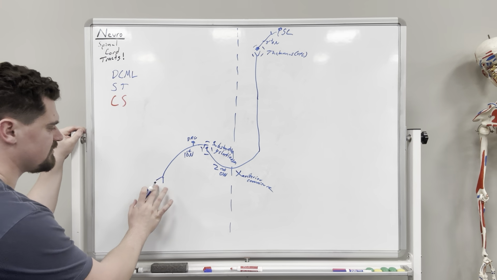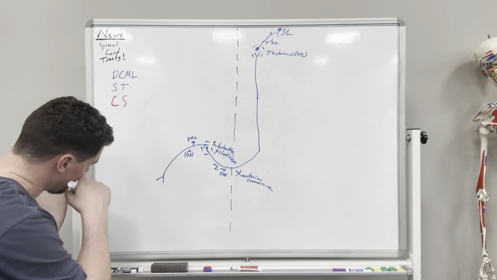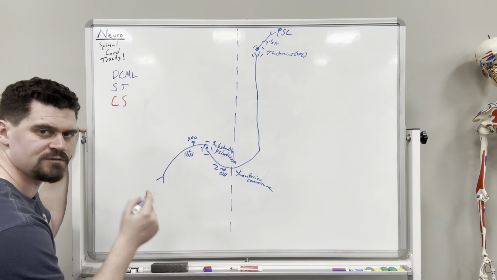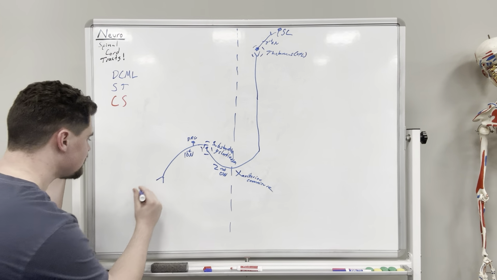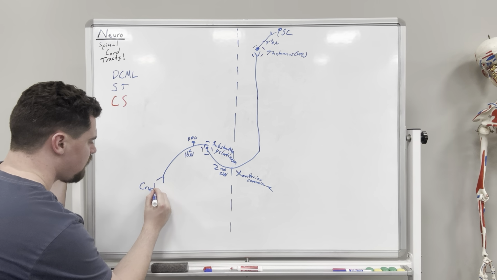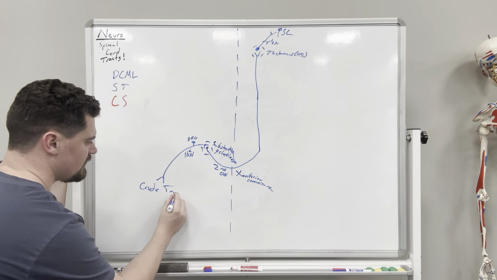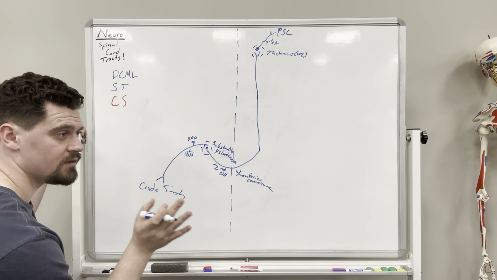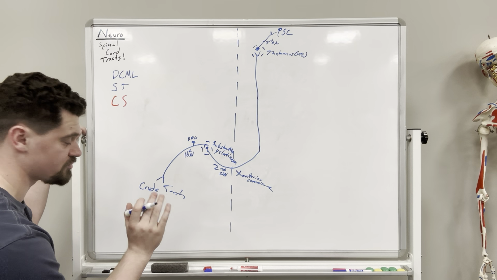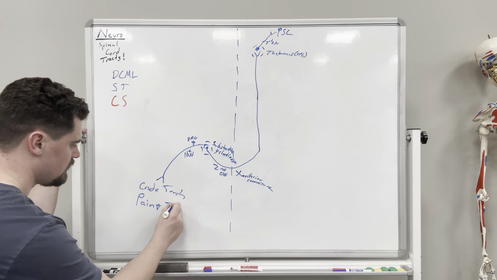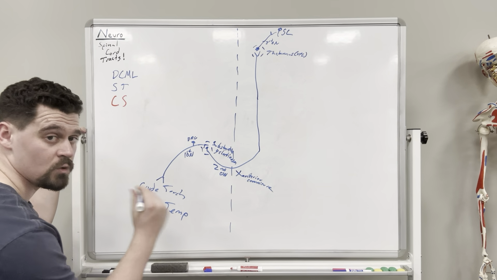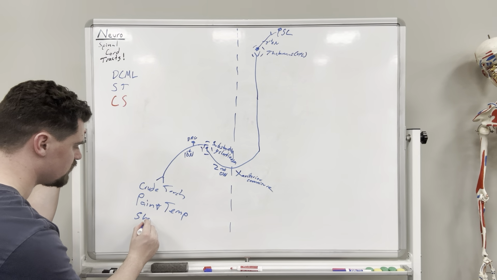And so what kind of sensory information is this? So if DCML was your detailed touch, this is going to be your crude touch. So crude touch. And then this one is an older, like evolutionarily speaking, older tract. So this also does pain and temperature. And then how most people will end up testing this is sharp, dull.